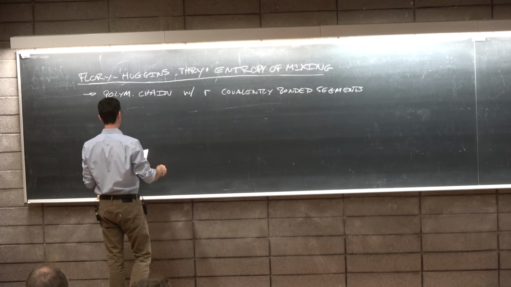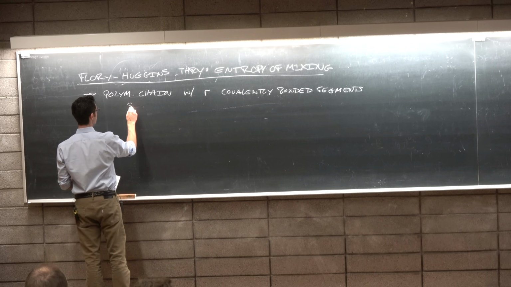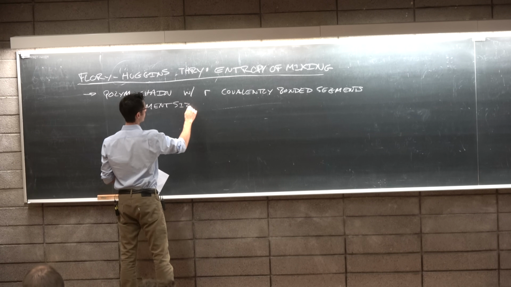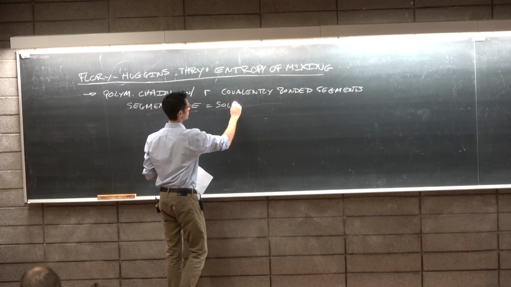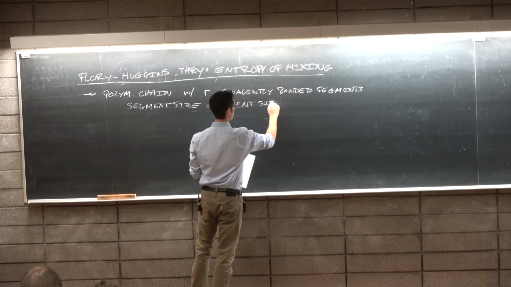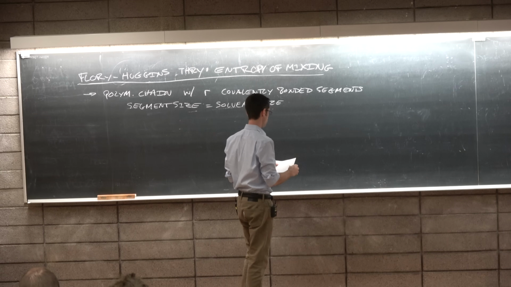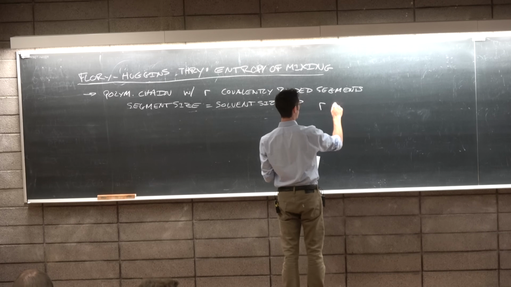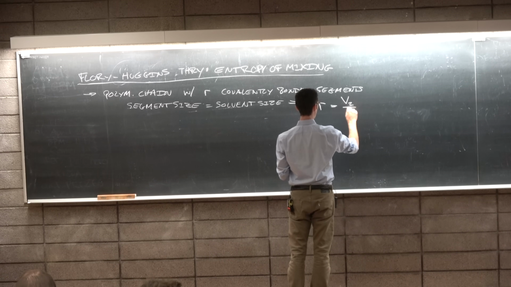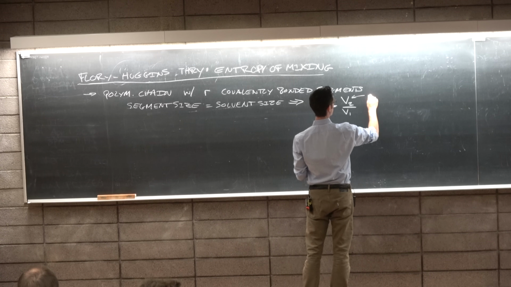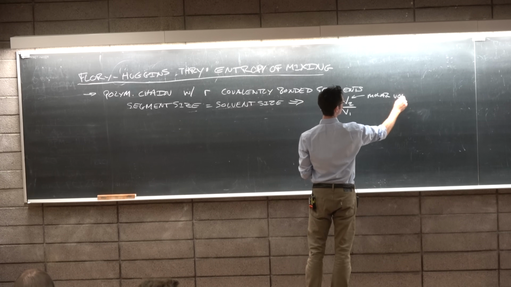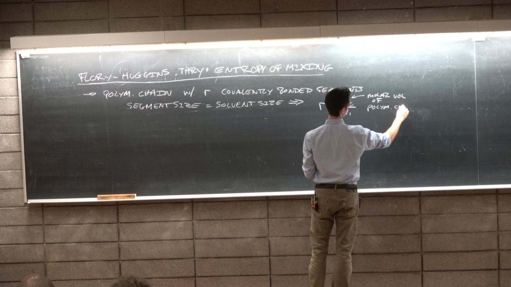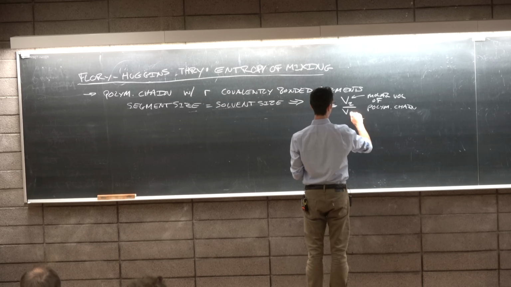So we have R covalently bonded segments, and we're going to assume that the segment size equals the solvent size. And this gives us a relation for R equals V2 over V1, which is the molar volume of the polymer chain over the molar volume of the solvent.